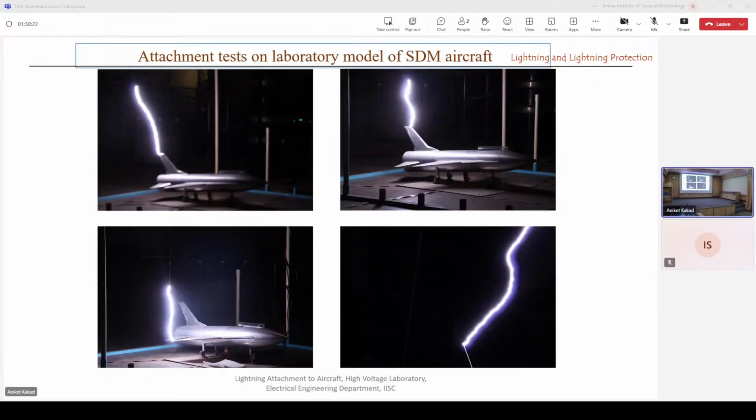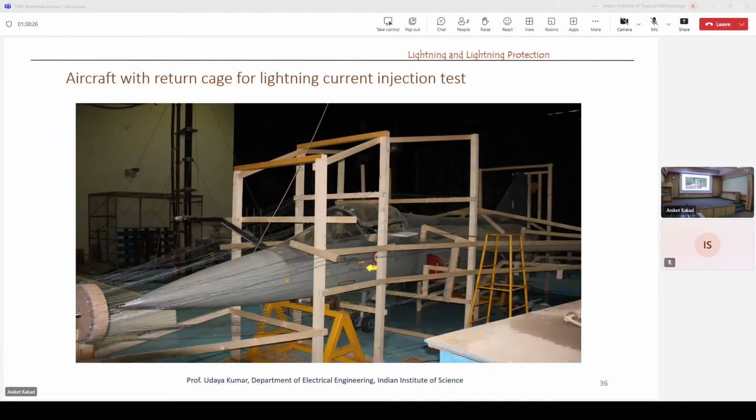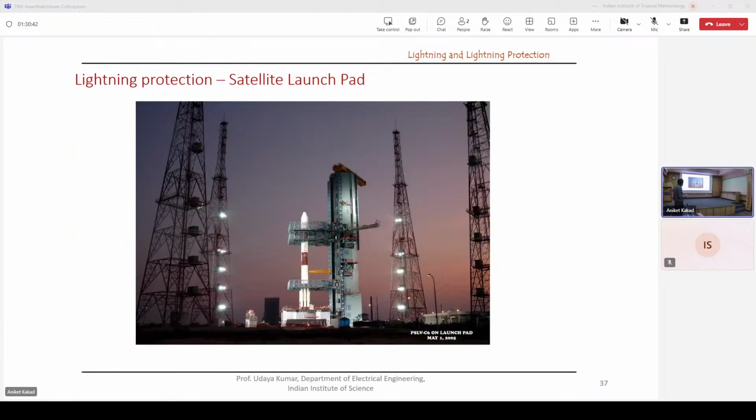Another practical problem that we tackled was testing. We could test an actual aircraft, but they removed the engine and controls before giving it to us. We could inject the whole current of 60-70 kiloamperes into Tejas, the LCA Mark 1 model. This is very recent work. This is an old work, 20 years old.